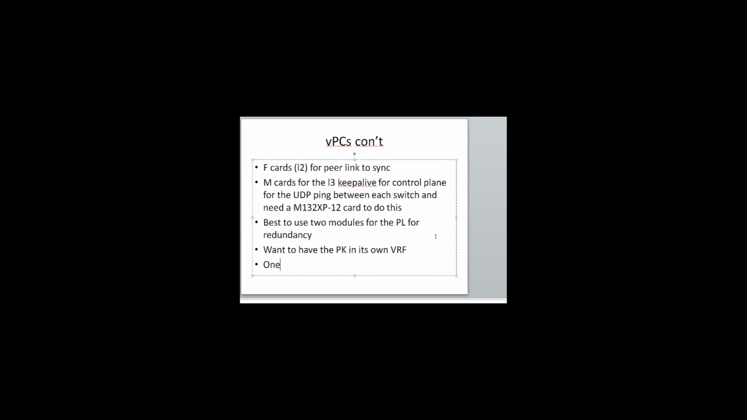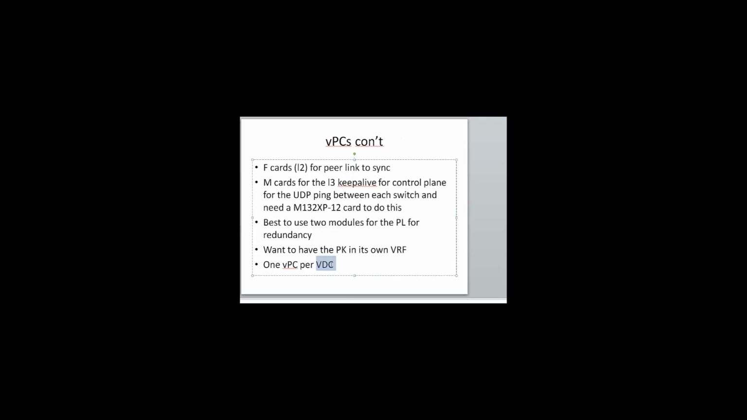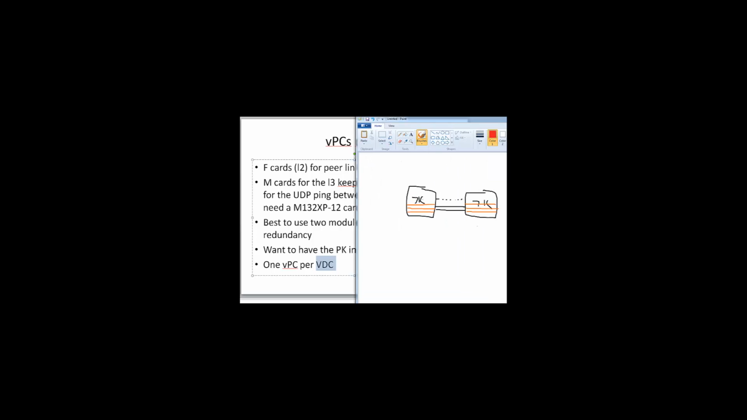There's only one VPC per VDC. On a 7K, you can generally have up to 4 or 8 different VDCs, which I'll get into in a second. A VDC is basically the way you carve out different partitions in a 7K. Depending on the supervisor and the hardware that you have, you can make up to, say, 4 VDCs.